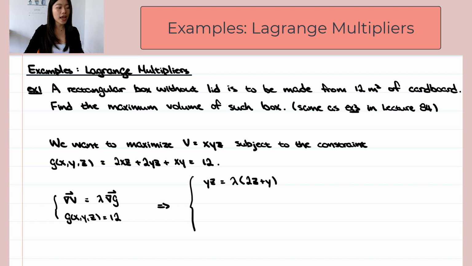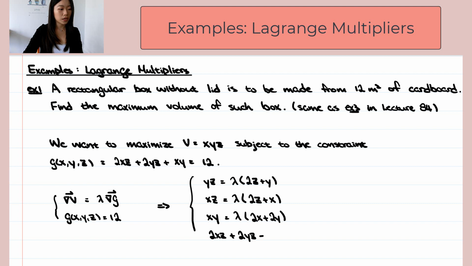And we do the same thing for the y and the z components. So the second equation would be xz equals lambda times 2 times z plus x. And the z component, xy equals lambda times 2x plus 2y. And the 4th equation is simply the constraint, so 2xz plus 2yz plus xy equals the constant 12. Let's name these 4 equations as equations 1 to 4.